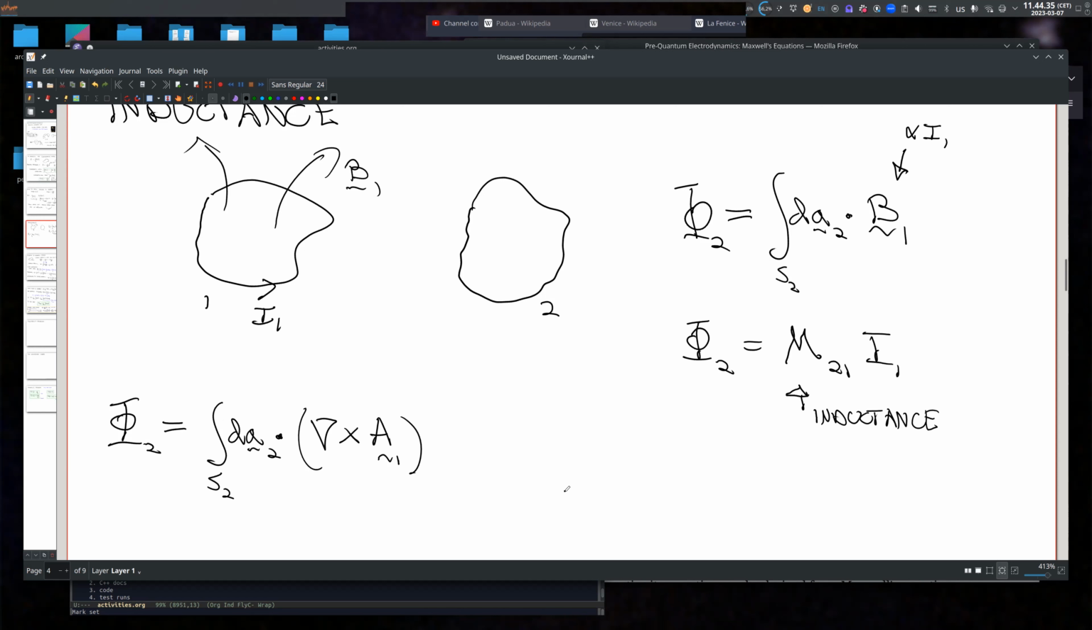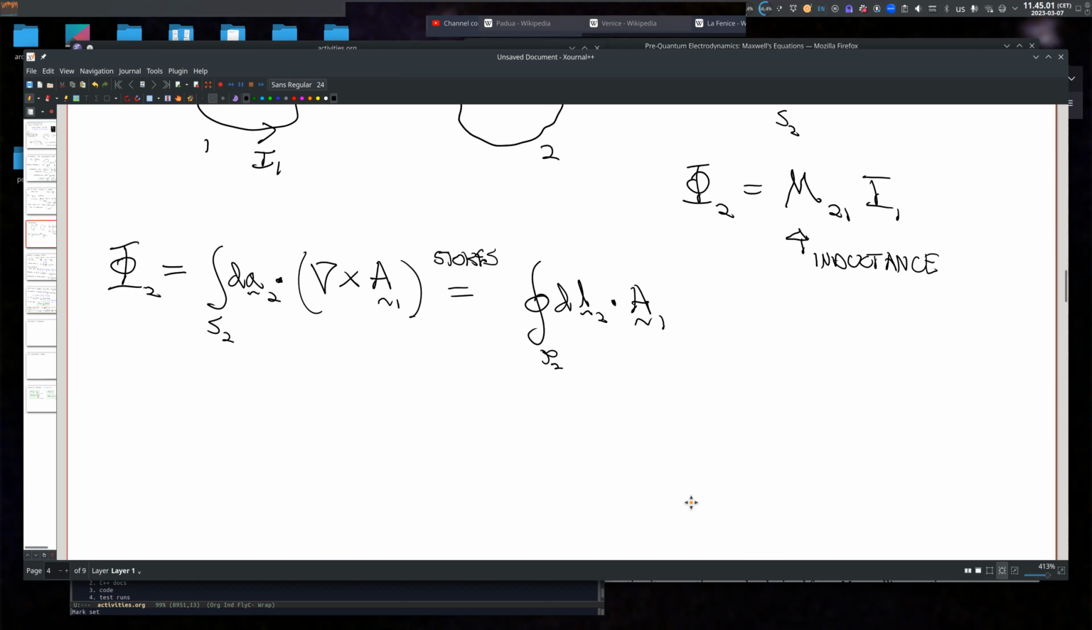Okay, so now I can use Stokes here and turn this into an integral over the P2 path that I have here that defines my second loop of dL2 dotted into this A1. Okay, so that's just using simple identities.